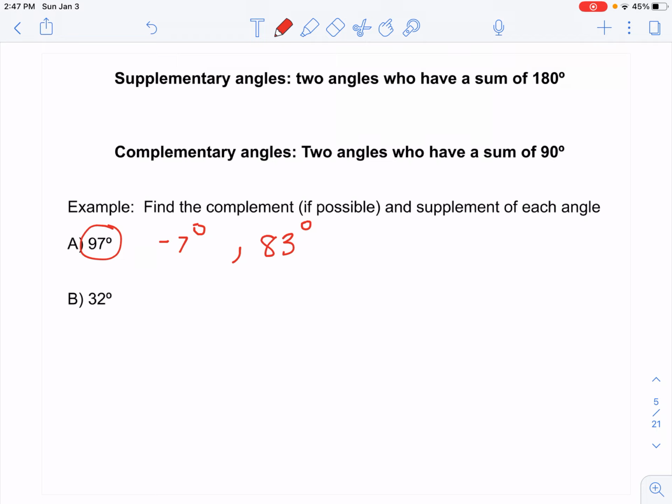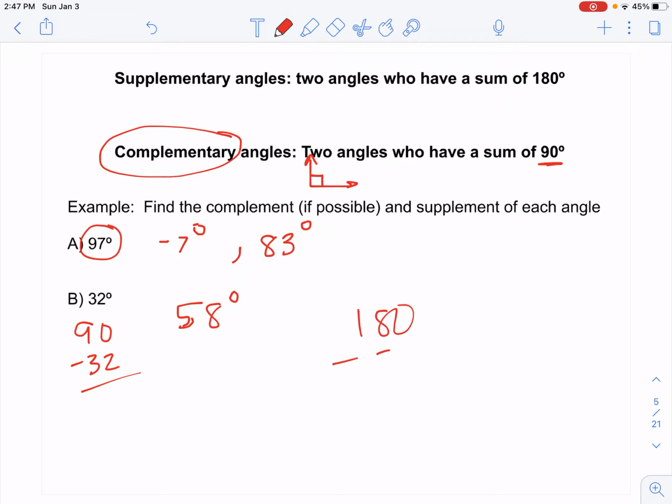I always remember this, and I tell my geometry students the same. I compliment students when they are right. They have the right answer. Right angles are 90 degrees. So that's how you can remember it if you're struggling to remember it. So the complement would be 90 minus 32, which is 58 degrees, and the supplement would be 180 minus 32, which would be 148 degrees.